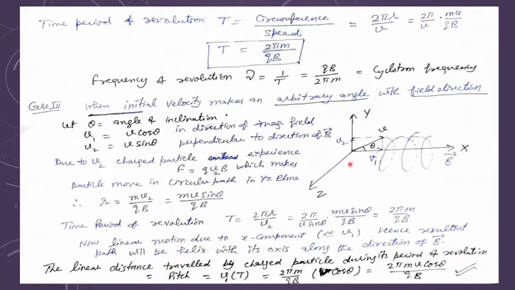So you may remember that the helix is formed from the circle, and the particle is also moving along the linear path. Both paths are there, along the line as well as the circle. You can be asked to find the pitch. You can find it simply by multiplying the velocity along the horizontal direction with the time period of revolution, and you get the result 2 pi m v cos theta divided by qB.